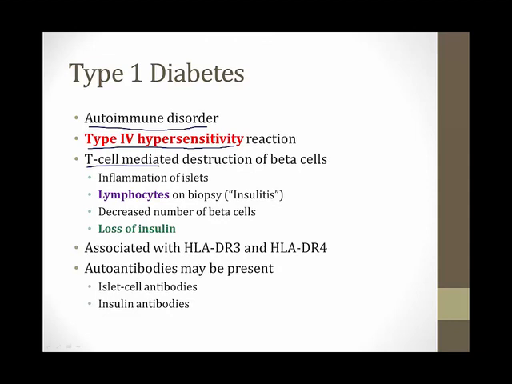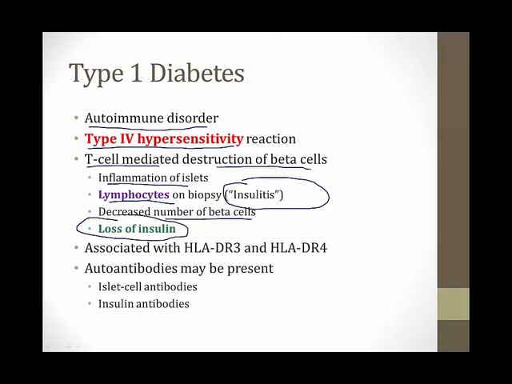In type 1 diabetes, there is T-cell mediated destruction of beta cells. There is inflammation of the pancreatic islets. You can see lymphocytes in the islets on biopsy. This is sometimes referred to as insulitis. There's also a decreased number of beta cells seen on biopsy, and importantly, from a pathophysiology standpoint, the T-cell mediated inflammation leads to a loss of insulin.